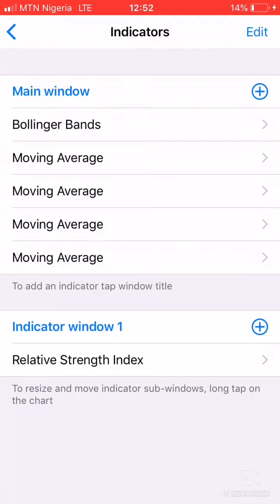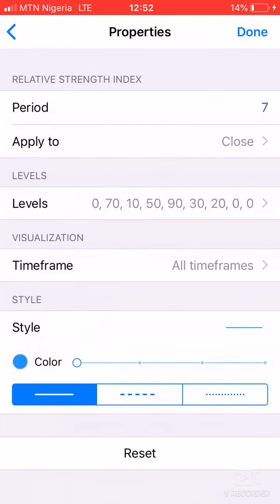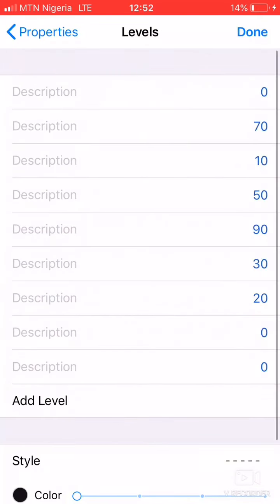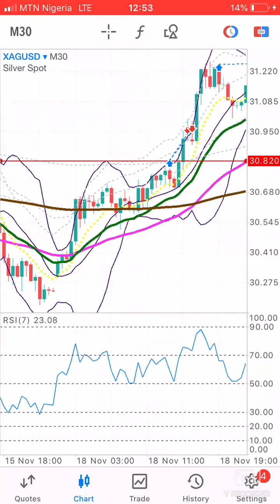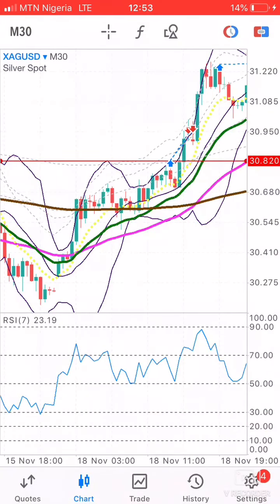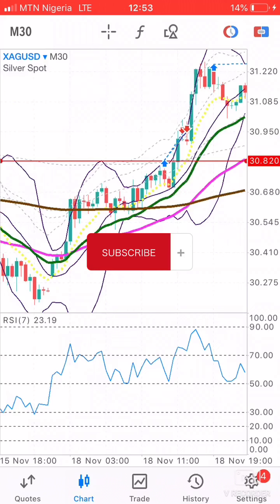And then for the RSI, here you can just use 50. You can type in your numbers here. You can just use 50, maybe 70 and 30. That's all. Let the period be 30, please, not 7. That's how the settings of the trade are.